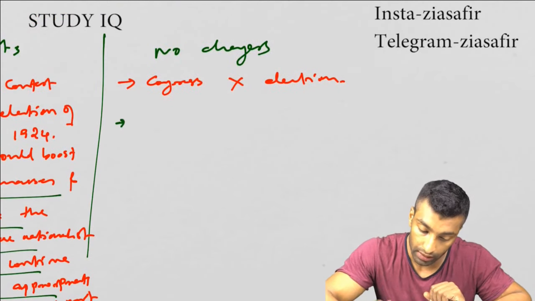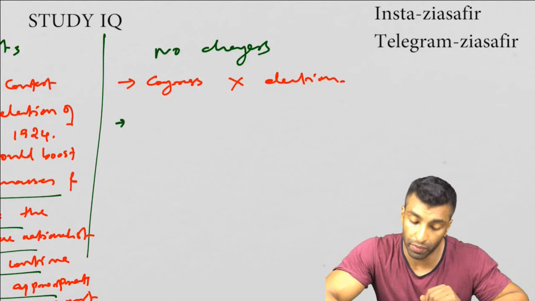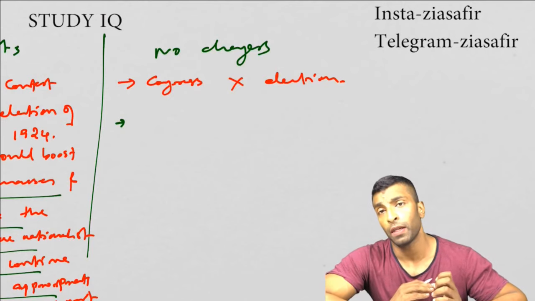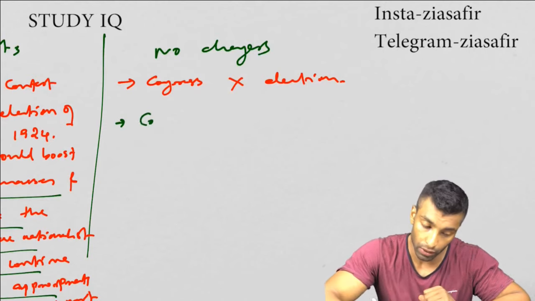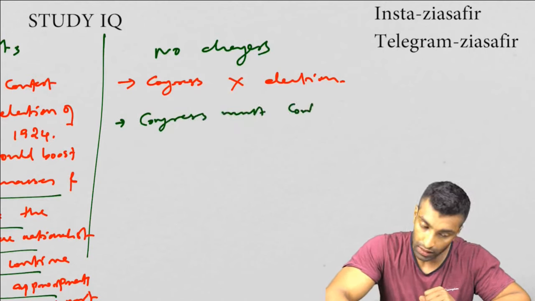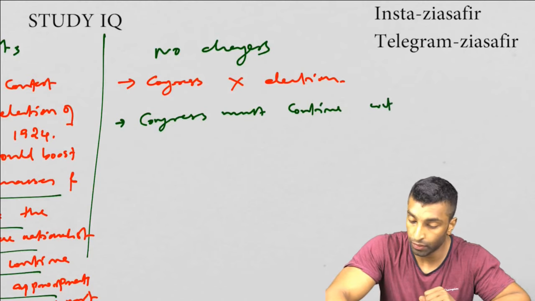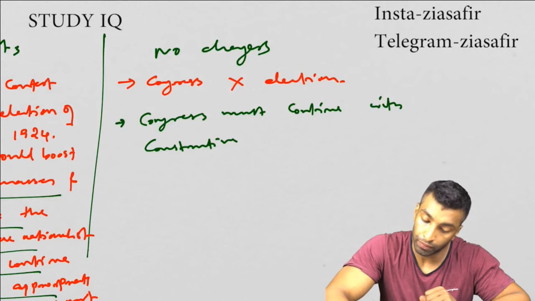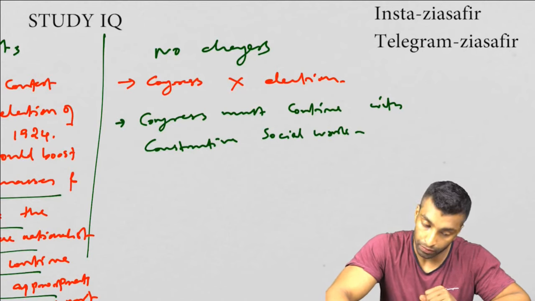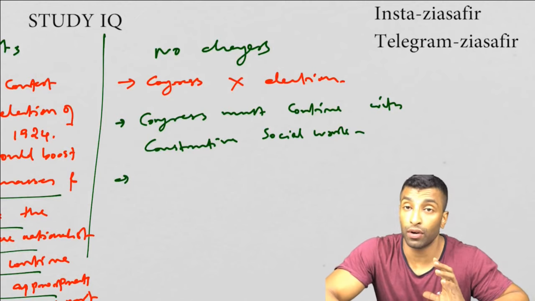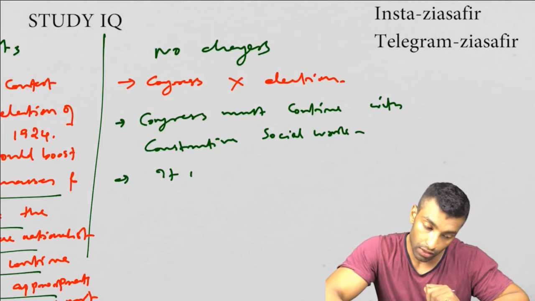On the other side, you can see here Congress. They are of the opinion that Congress should not contest elections, so Congress must continue with constructive social work. Okay, so it would build a massive social base for the Congress.